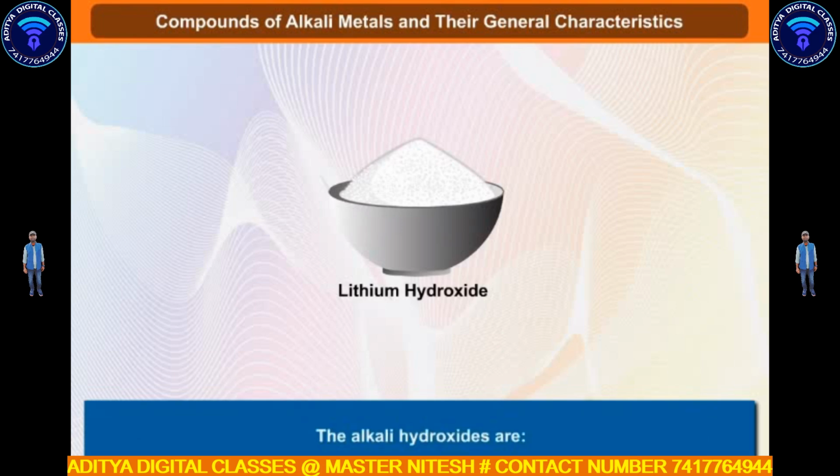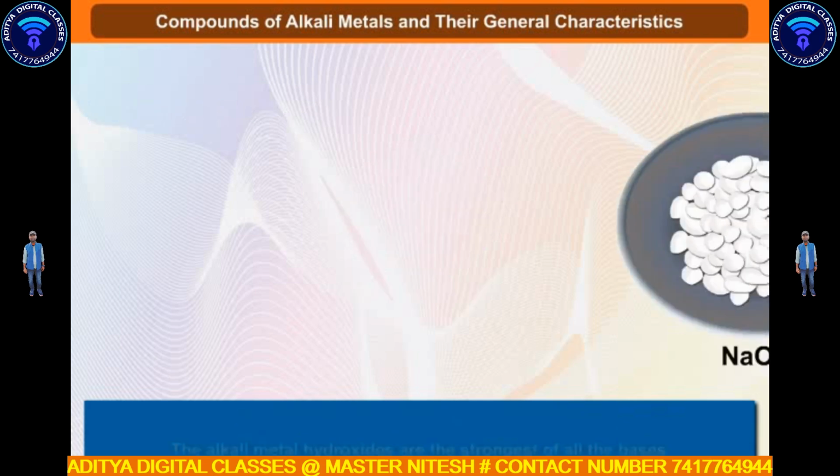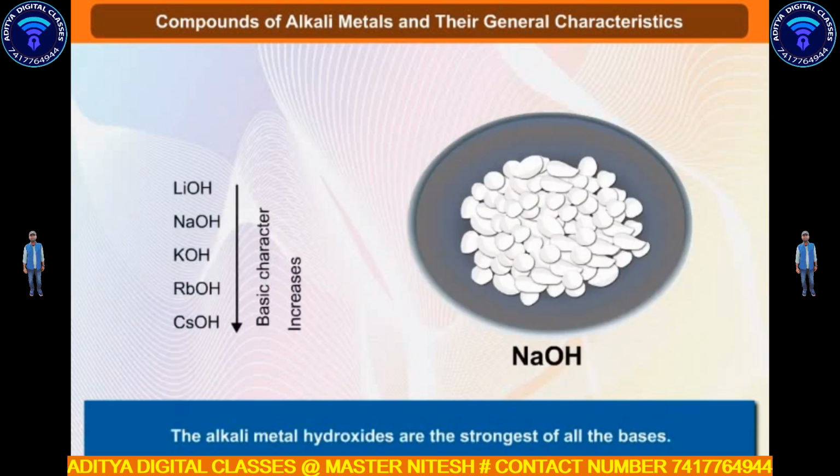The alkali hydroxides are lithium hydroxide, sodium hydroxide, potassium hydroxide, rubidium hydroxide, and cesium hydroxide. They are all white crystalline solids. Almost all alkali metal hydroxides dissolve in water with the evolution of heat. The alkali metal hydroxides are the strongest of all the bases. All alkali hydroxides are very corrosive.